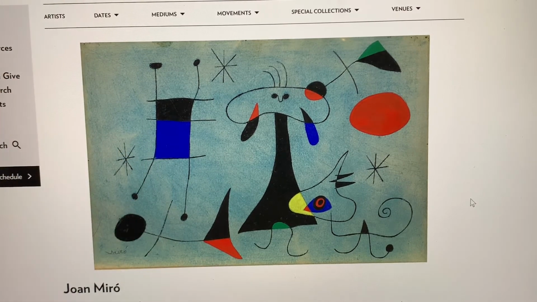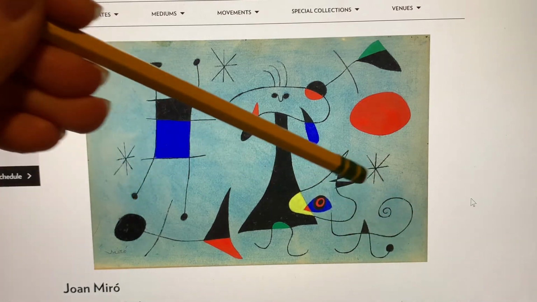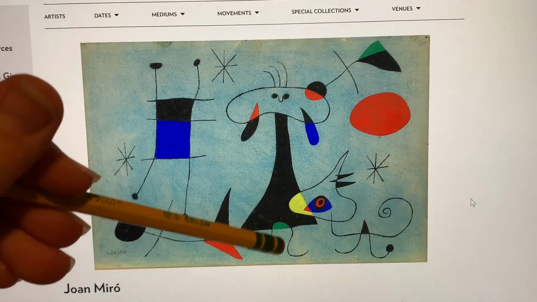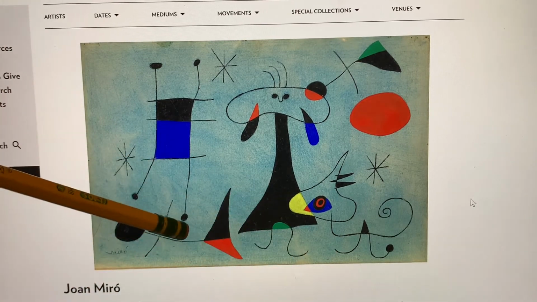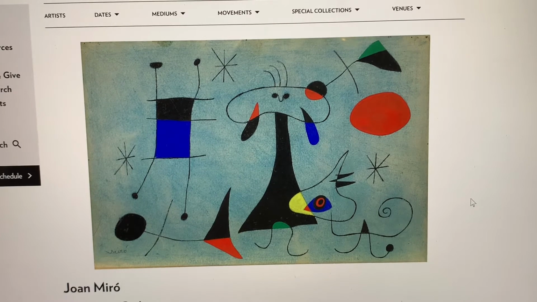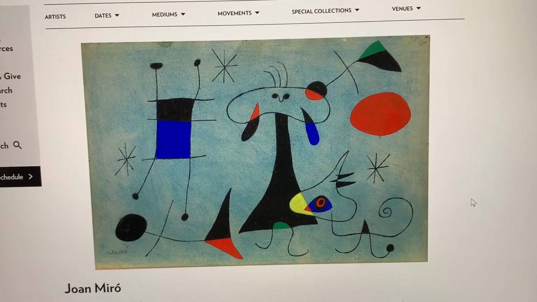You can also see a spiral line over here in the tail. That's fun. And some beautiful curvy lines in the legs. Oh, I love that he used all sorts of different lines and shapes. It makes it so interesting to look at.